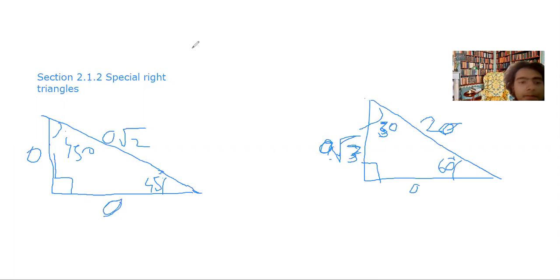Alright, so this is section 2.1.2, special right triangles. Sometimes you might be asked to do special right triangles, like ones with 45 degree angles, and special right triangles like 30, 60, 90 triangles. For these triangles, you don't have to use the Pythagorean theorem because it takes too long. With the formulas we're going to do today, you can figure out the sides in a second or two.